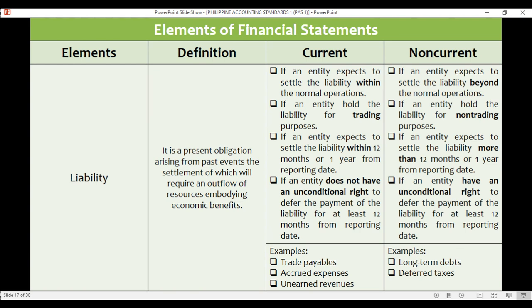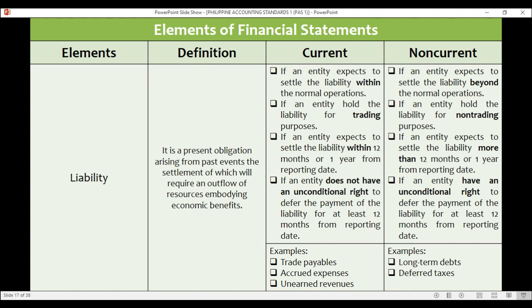Liability. A liability is defined as a present obligation arising from past events, the settlement of which will require an outflow of resources embodying economic benefits. So therefore, it is the separate reflection of the asset. Under PAS 1, it is considered current if an entity expects to settle the liability within normal operations. Unless it is beyond, it should be considered non-current. If an entity holds the liability for trading purposes, then it is current. Otherwise, if non-trading, then it is non-current. If an entity expects to settle the liability within 12 months or 1 year from the reporting period, then it is current. If beyond or more than 12 months or 1 year, then non-current.